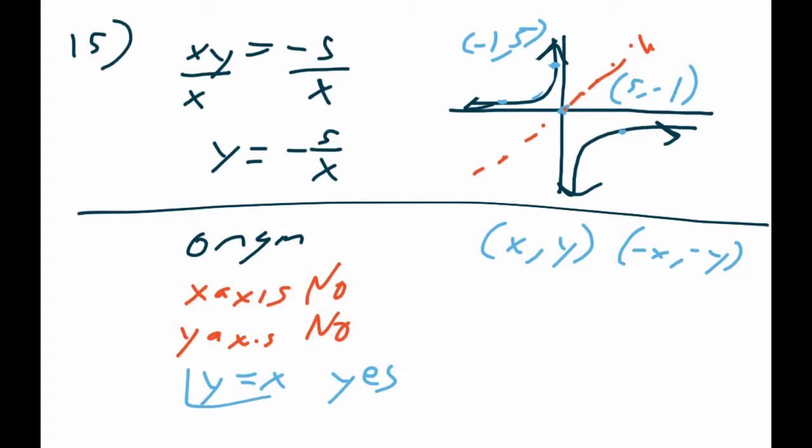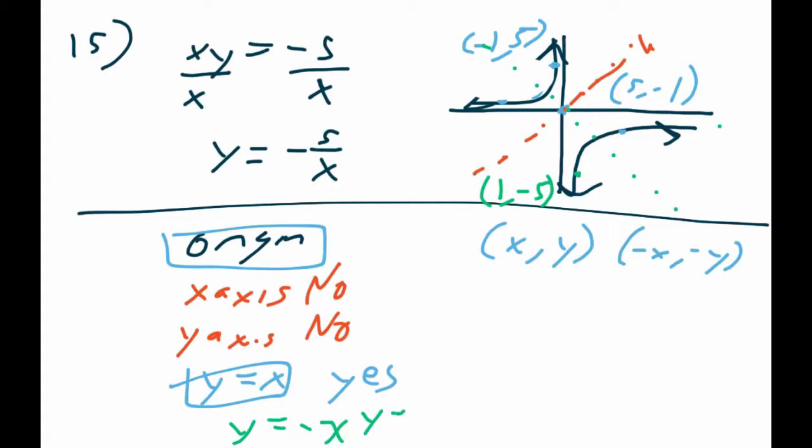So far we have 2, the origin, and y equals x. We also have to worry about the line y equals negative x, which goes that way. And so 5, negative 1 would then go to the point 1, negative 5, which is down over here. So the line y equals negative x is also yes. So we got 3 for that one.